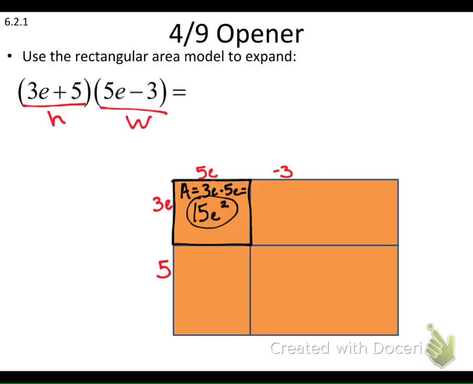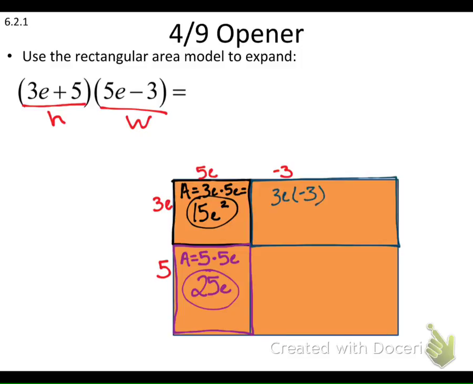All right, going down to this bottom rectangle. Trevon, what is my height? Right, that's my area, but what's my height? Thank you. 25e for my area. Quanisha, can you help me with this one? Good. Negative 9e.